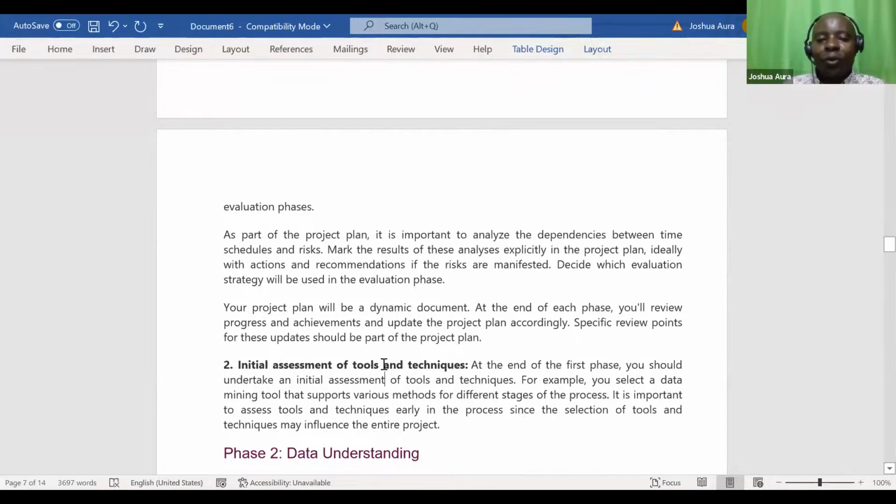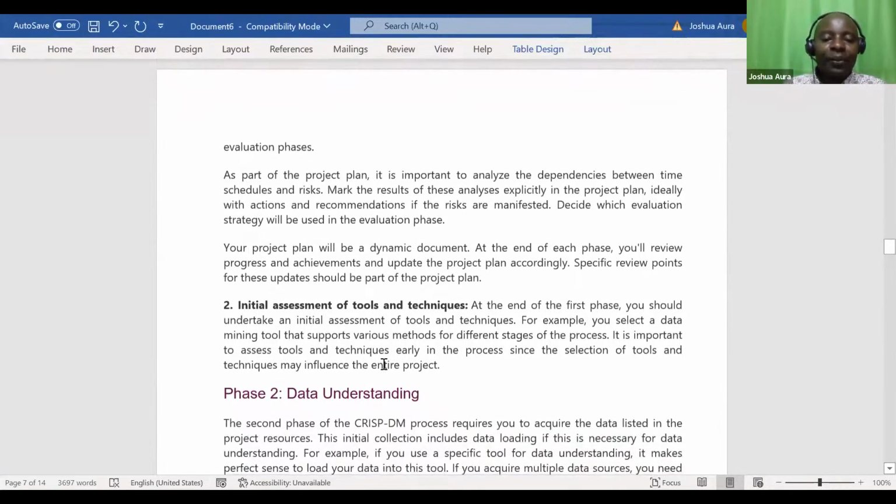Initial assessment of tools and techniques. At the end of the first phase, you should undertake an initial assessment of tools and techniques. For example, you select a data mining tool that supports various methods for different stages of the process. It's important to assess tools and techniques early in the process, since the selection of tools and techniques may influence the entire project.